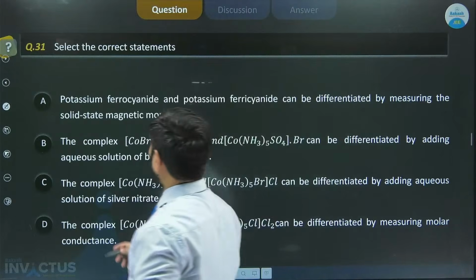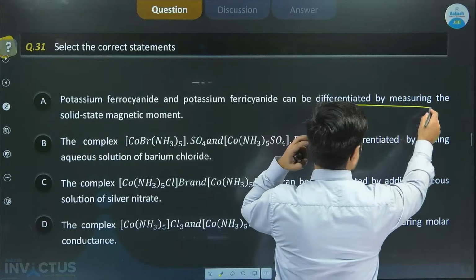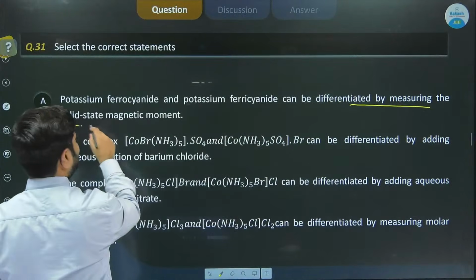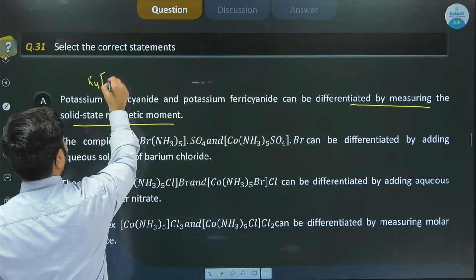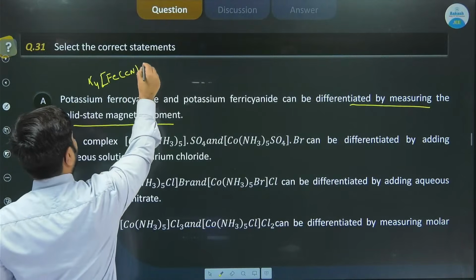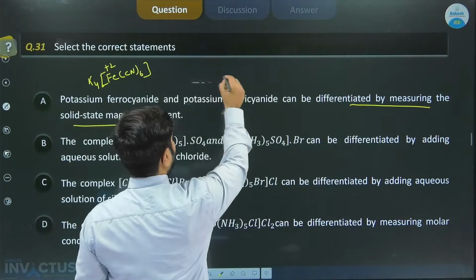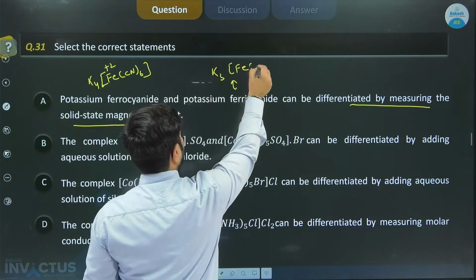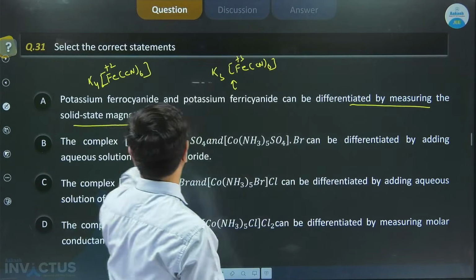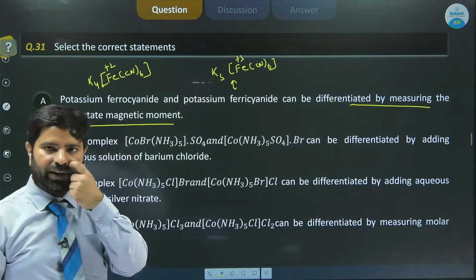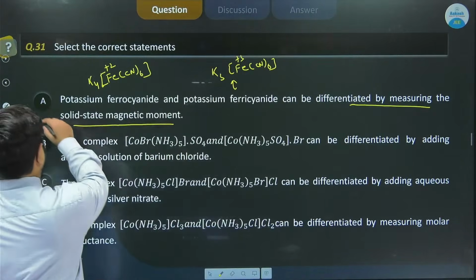Select the correct statement. Potassium ferrocyanide and potassium ferricyanide can be differentiated by the following: solid state magnetic moment. So what is potassium ferrocyanide? K4[Fe(CN)6], and here iron is in the +2 oxidation state. And what is potassium ferricyanide? K3[Fe(CN)6], here iron is in the +3 state. So they can be differentiated by measuring the magnetic moment. Obviously the magnetic moment would be different because here it is Fe2+ and here it is Fe3+. So this option is correct.